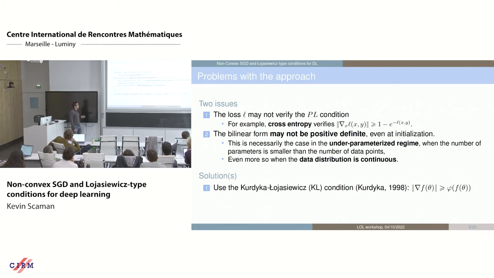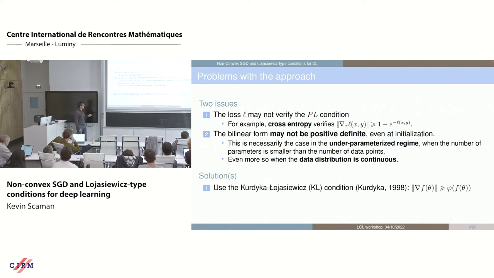It's even more the case when you're looking at data distributions that are continuous. So you're in a nonlinear setting and you observe data points that are drawn with respect to a continuous distribution, and you try to minimize this expectation over the continuous distribution. So how do you do in such a setting? We are going to propose two solutions, basically. This is what we did with my collaborators.